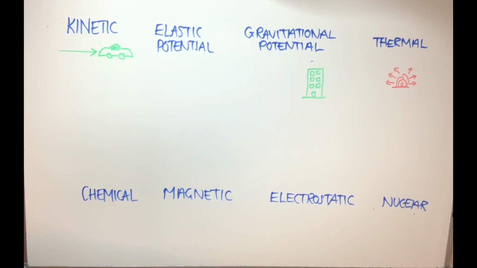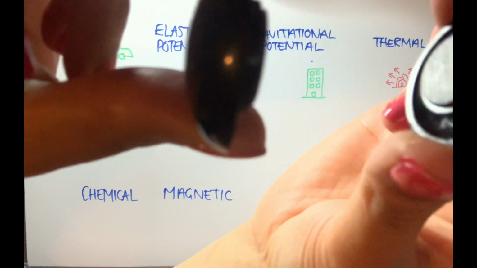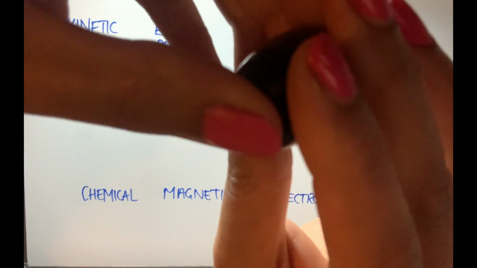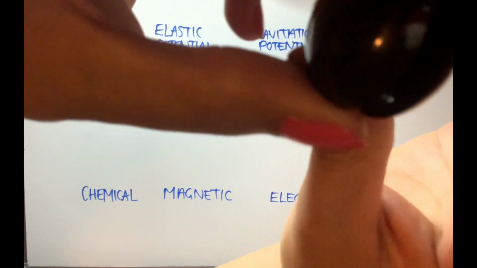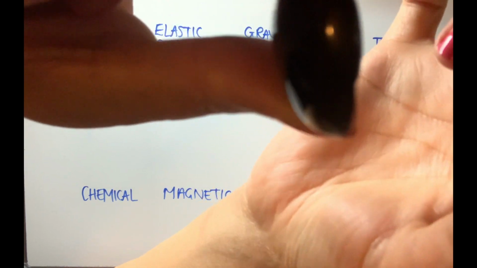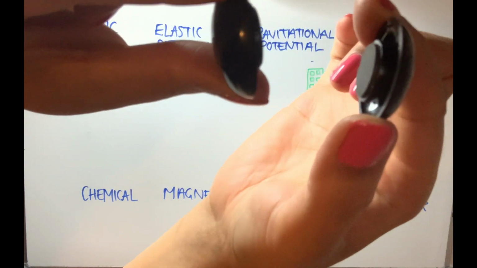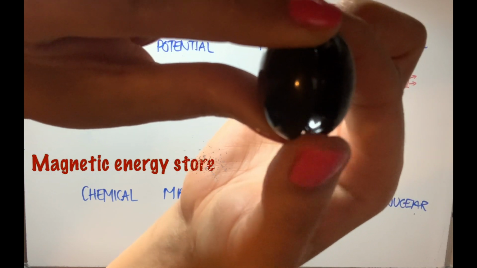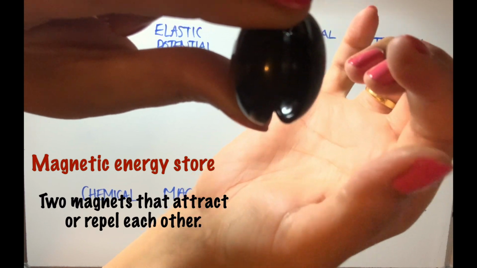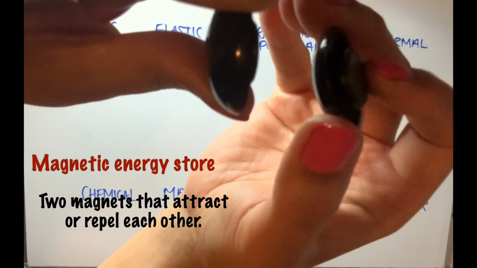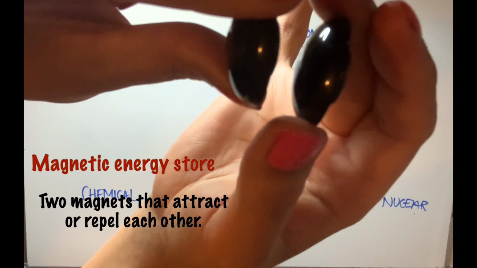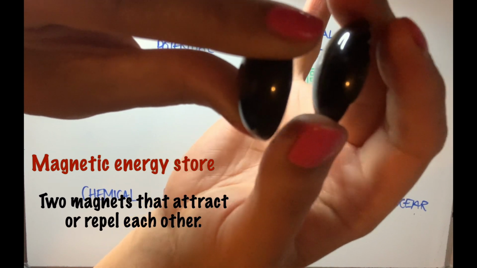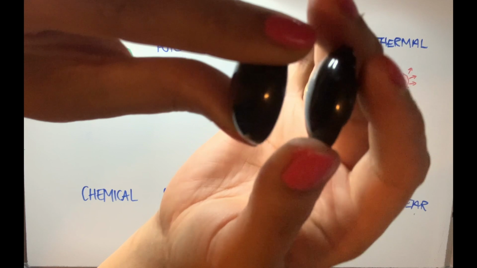Then we have magnetic energy, and magnetic energy is to do with opposite ends of a magnet, so the North Pole and the South Pole, and where you have the North Pole and the South Pole coming together, they attract, and that's an attraction force, that's a pull. And where you try and put like poles together, so north and north or south and south, they push away from each other, and that's a repulsion force.